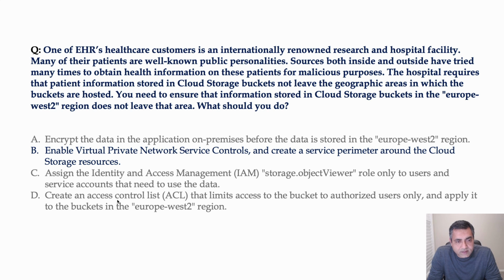Number D, create an access control list, ACL, that limits access to the bucket to authorized users only and apply it to the buckets in the Europe West 2 region. It's not correct because Cloud Storage ACLs are a mechanism you can use to define who has access to your buckets and objects, as well as their level of access. ACLs do not stop data exfiltration. So based on all of these options, B is the right answer.